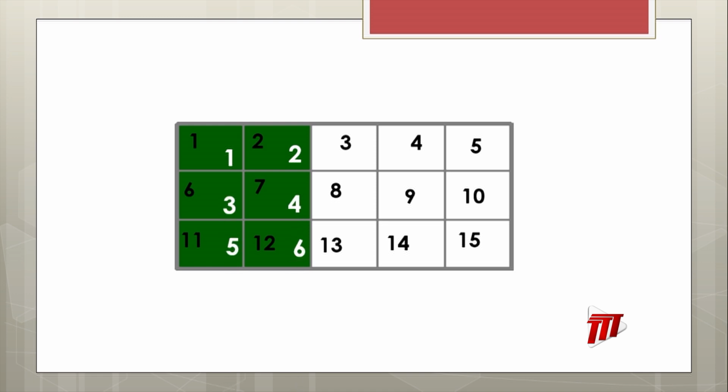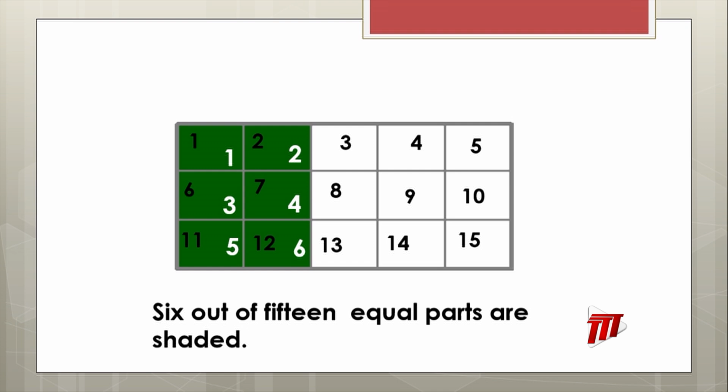Let's check that. So this is the macaroni pie. Let's count. 1, 2, 3, 4, 5, 6, 7, 8, 9, 10, 11, 12, 13, 14, and 15. And she gave her 2 children 3 pieces each. So 2 3s are 6. 1, 2, 3, 4, 5, 6. So she gave away 6 out of 15 equal parts, which is called 6/15ths. And you have to remember to pronounce that word properly.